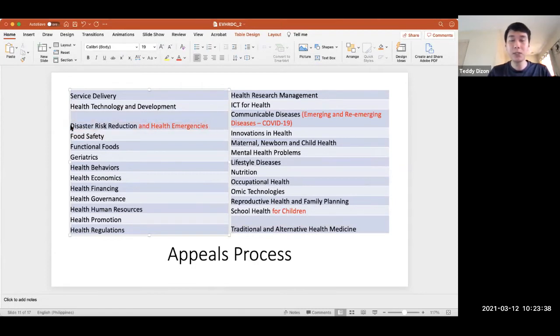May comment po si Dr. Kat. Doc Kat, you said earlier about UHC, can you emphasize or further elaborate if needed? You can unmute po. Ay, nawala pala. Nag-re-enter si Doc Kat.